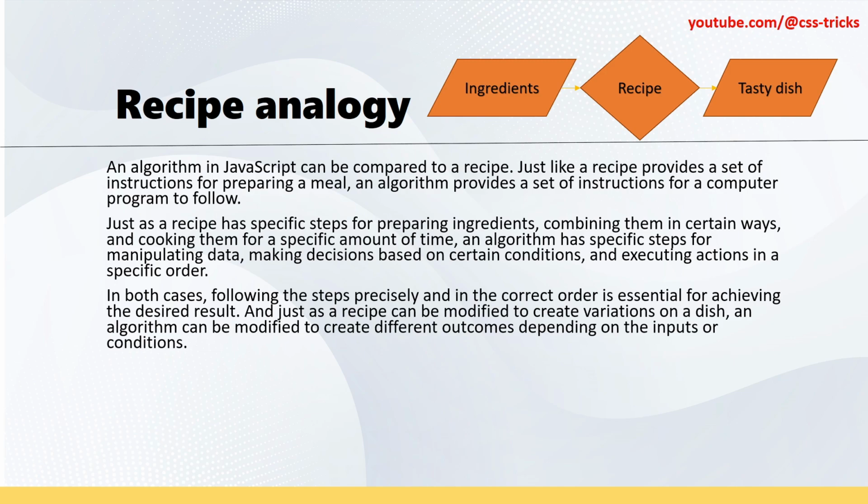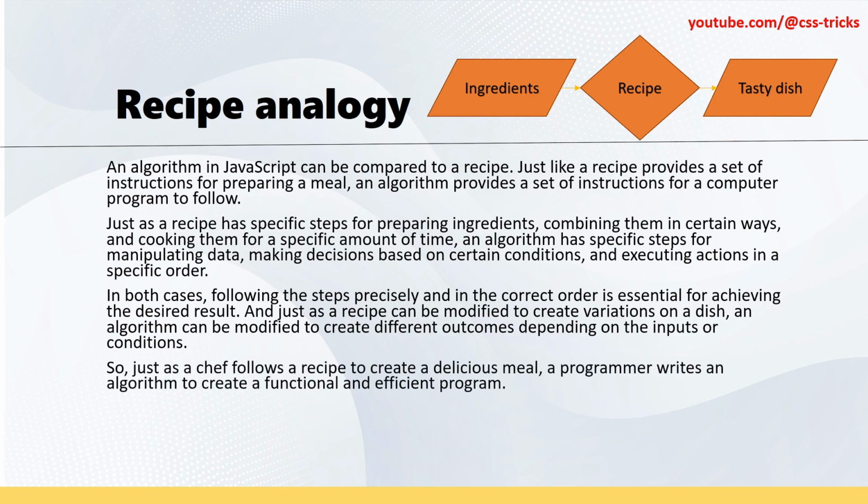And just as a recipe can be modified to create variation on a dish, an algorithm can be modified to create different outcomes depending on the inputs or conditions. So, just as a chef follows a recipe to create a delicious meal, a programmer writes an algorithm to create a functional and efficient program. Let's extend this to computer programming.